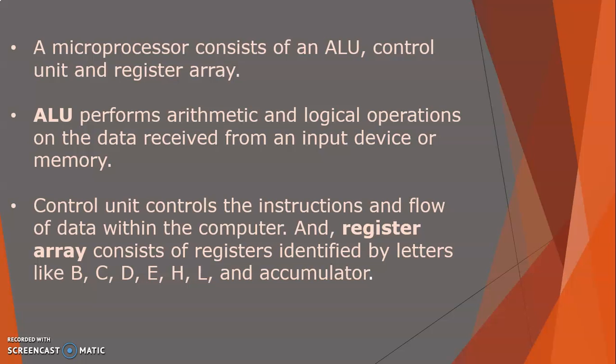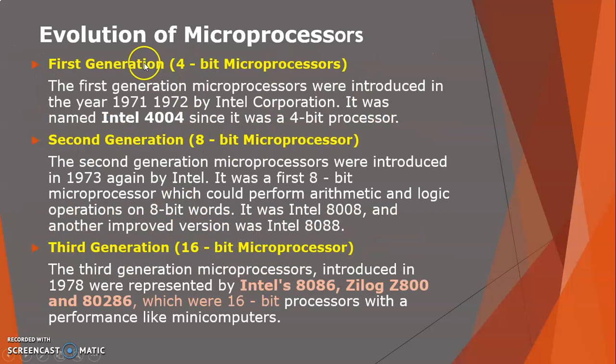And register array consists of the registers that are identified by letters like B, C, D, E, H, L and accumulator, A for the accumulator. Okay, next is the evolution of a microprocessor.